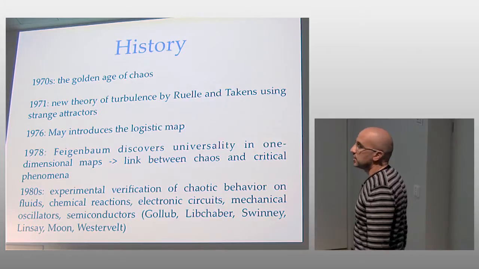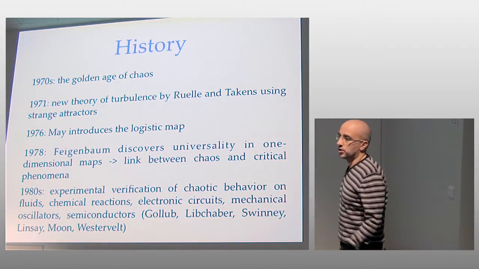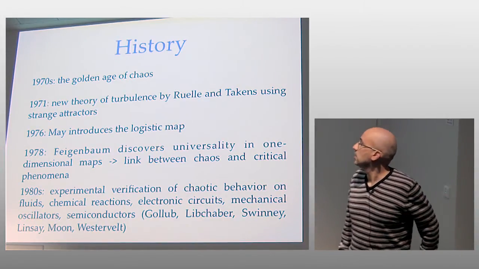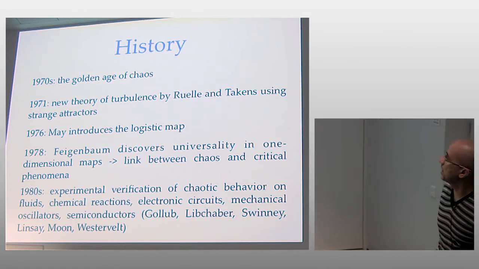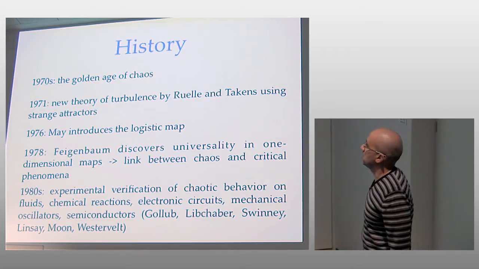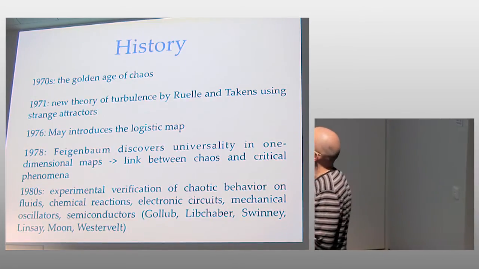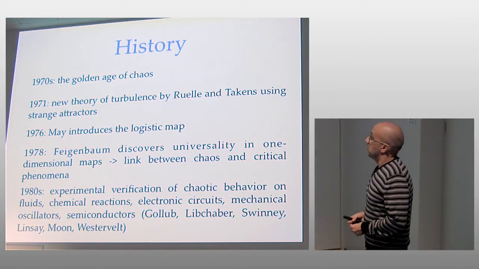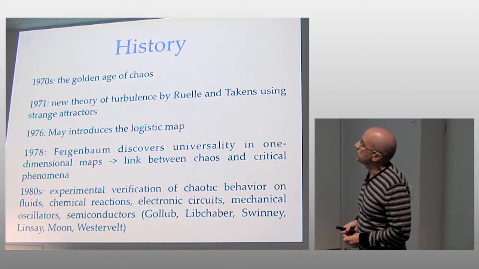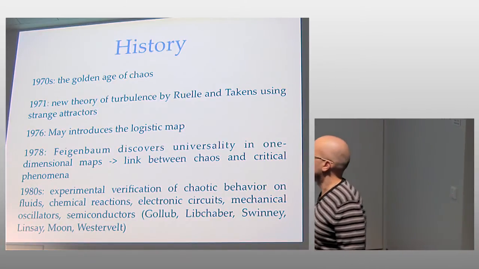And then in the 80s, after this, there has been experimental verification, and chaotic behavior has been found in many different situations: in fluids, chemical reactions, electronic circuits, mechanical oscillators, semiconductors, you name it. All this work was done mostly by these people, but of course by many others. These are the most famous names. So this is a very short, very essential history of that.